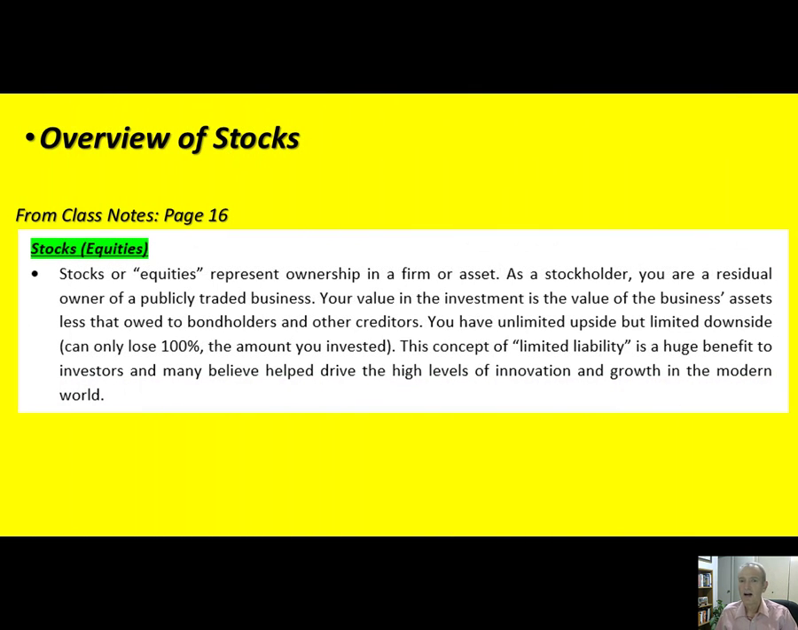So what about stocks? Now we get into stocks. My last job at USAA was Vice President of Equities. I should have been Vice President of Stocks. Why don't I like the word equities?